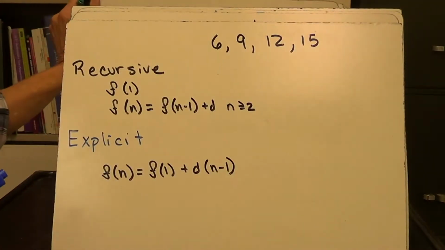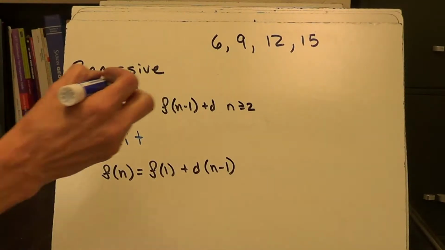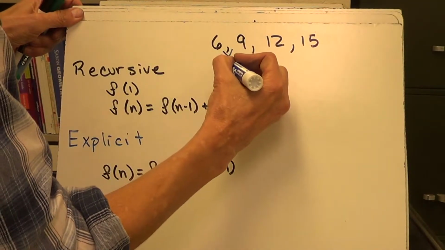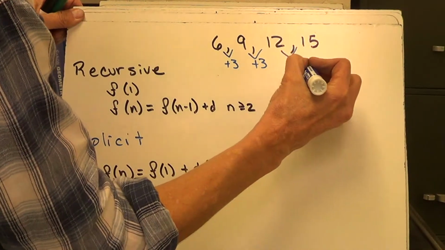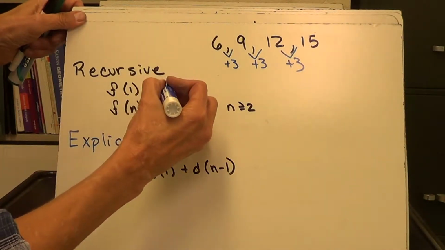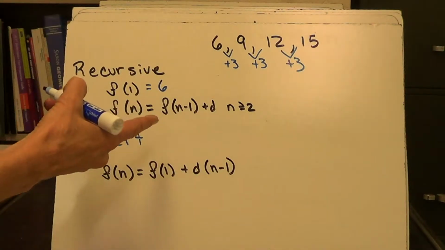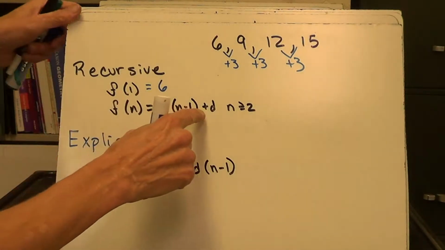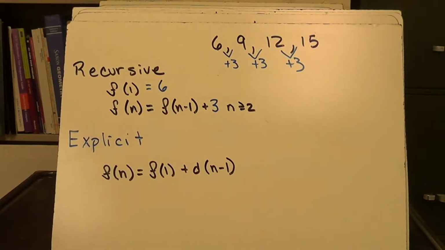Okay, so let's go with a new sequence: 6, 9, 12, 15. First thing you want to look at, what's my common difference? Plus 3. Make sure it works everywhere. It does. So now to write the recursive rule, f of 1 equals 6. Then f of n would be f of n minus 1 plus the common difference, which is 3, for any value greater than or equal to the second term.